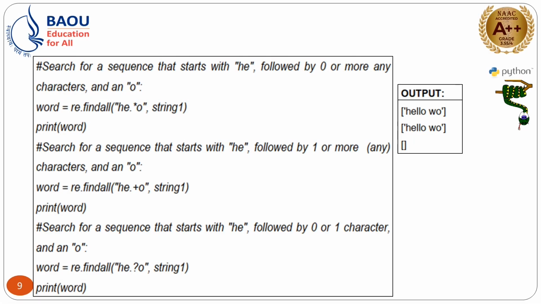Then we are using the question mark. Remember one thing, question mark represents zero or one character. So here, for hello and he dot question mark, two characters ll are there, so it will return nothing. Simply a blank list will be displayed in the output of the question mark.